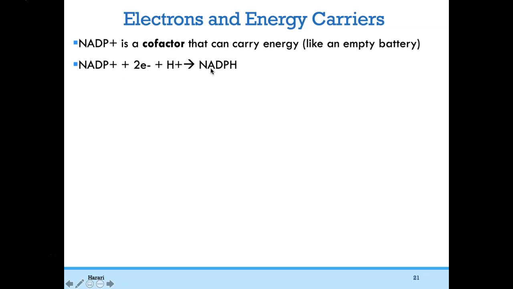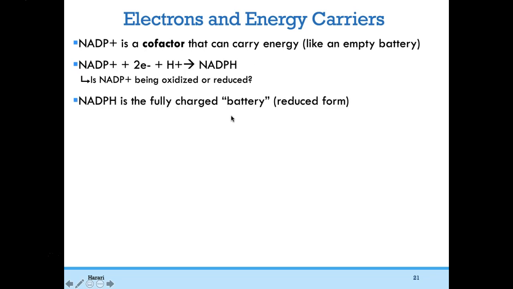NADP plus becomes NADPH. So is this reduction or oxidation? Is NADP plus getting reduced or oxidized here? Right, it's being reduced. So the high energy electrons from chlorophyll can be added to NADP plus to make it NADPH. NADPH is the fully charged battery, right? In the fully reduced form, that's the charged battery. And now we could use NADPH as an energy source.